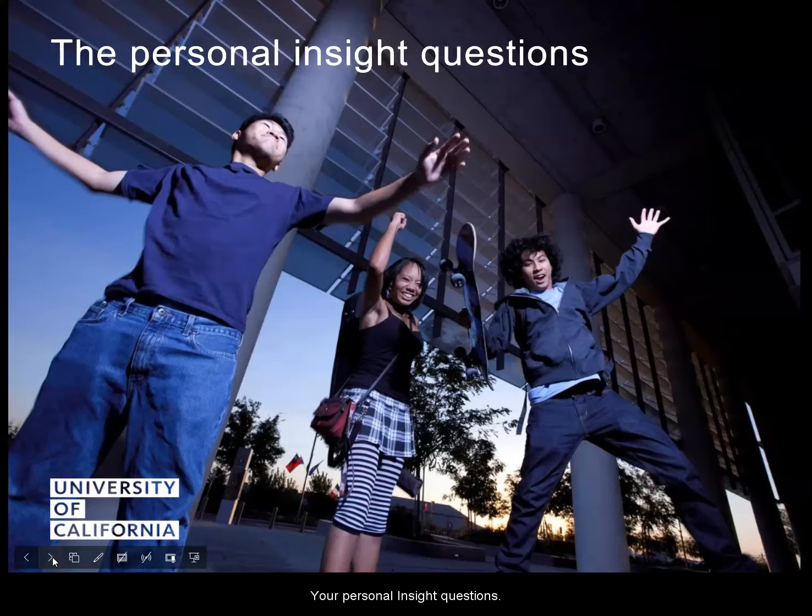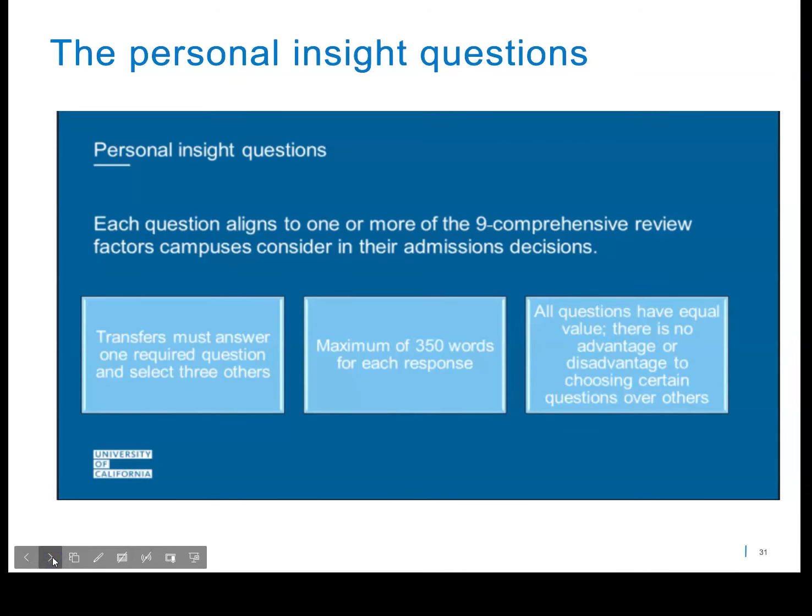Your personal insight questions. Each question will align to one or more of the 9 comprehensive review factors that campuses consider in their admissions decisions. Transfer applicants have to answer one required question and then select 3 other ones. There is a maximum of 350 words for each response. All questions have equal value. There's no advantage or disadvantage to choosing a certain question over others. You just choose one that best applies to you or that you want to talk about some more.